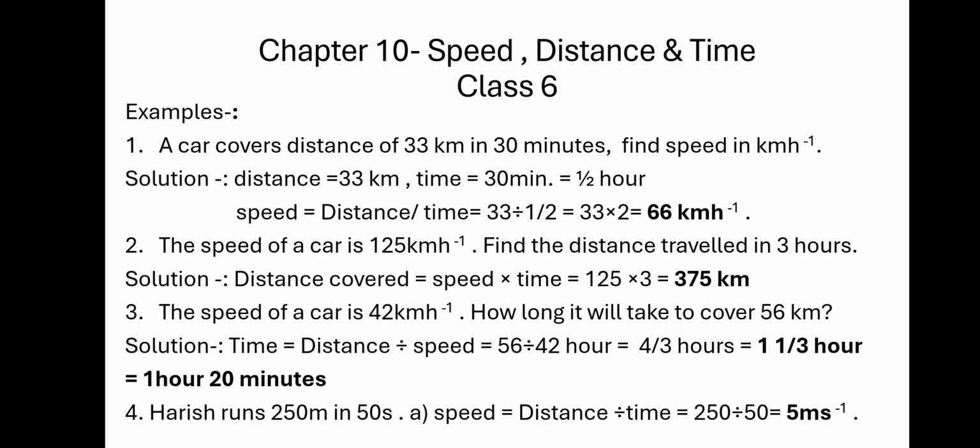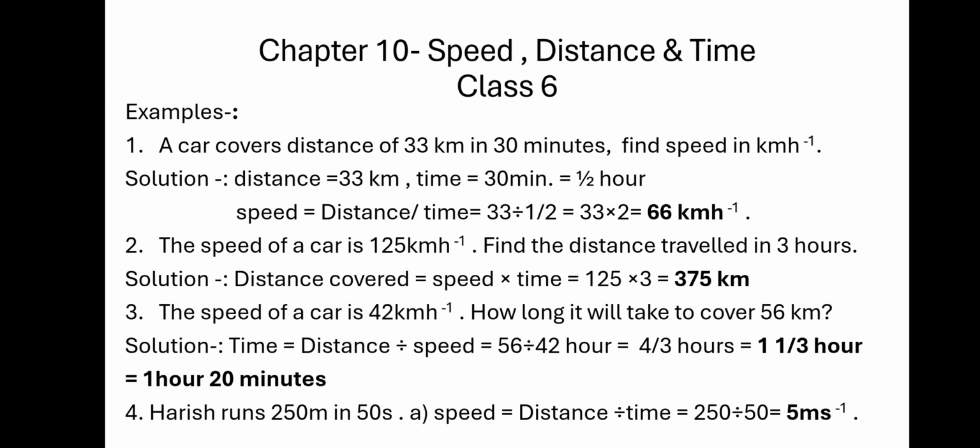So 33 divided by half, that is 33 multiplied by 2 upon 1, and therefore it is 66 kilometer per hour. Second example. The speed of a car is 125 kilometer per hour. Now here the speed is given. Find the distance travelled in 3 hours.